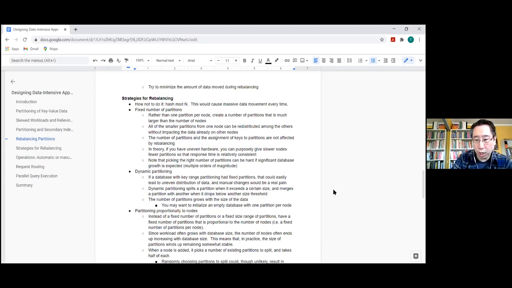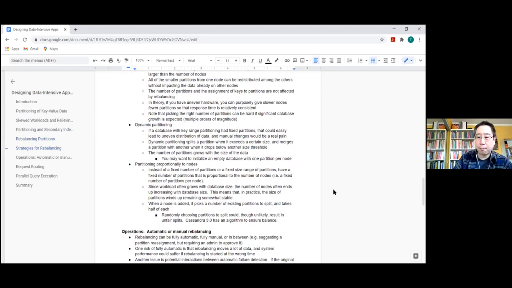So fixed partitions works well for most use cases, but if you really are unsure, another thing you can do is dynamic partitioning, where basically partitions can either be split or merged. Excuse me one sec. I had a sneeze there, but it didn't come out. So if you support both merging and splitting partitions, then the database can grow or shrink infinitely, and basically your bases are covered.